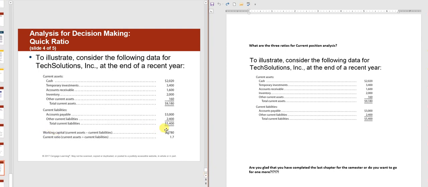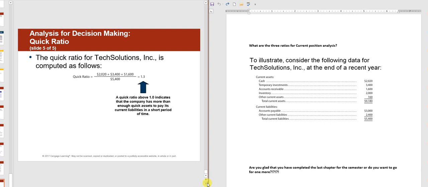In this case, the working capital is 9180 minus 5400, so they have $3,780 to work with in the upcoming year. This one, current assets divided by current liabilities, was 1.7. They have 1.7 times as many current assets as current liabilities. In other words, they can pay their bills 1.7 times. Anything above 1 is liquid. You can pay your bills.